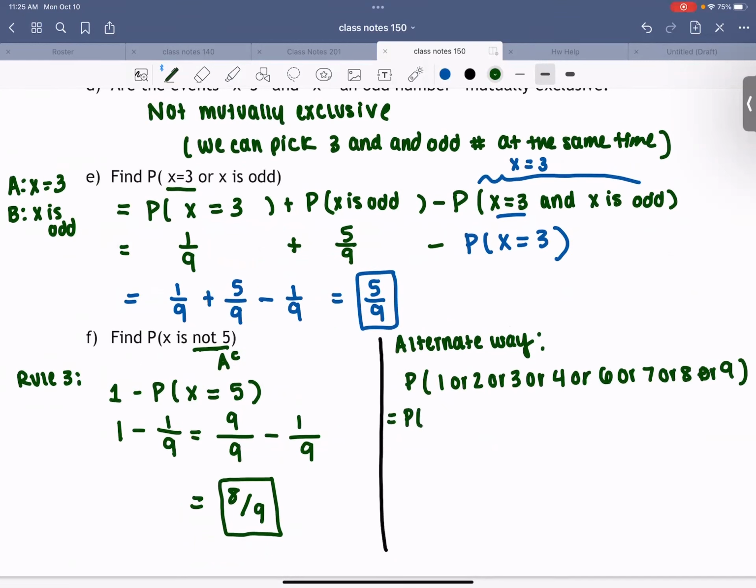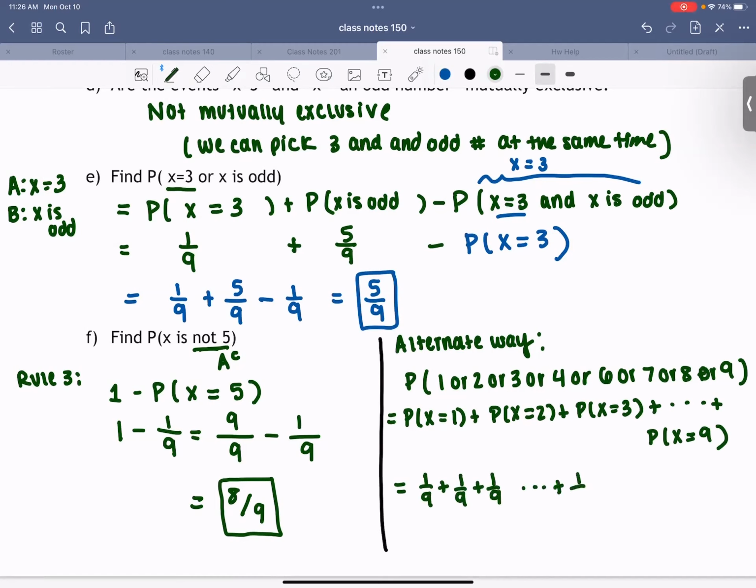Then we'd have to do the probability that x equals 1 plus the probability that x equals 2 plus the probability that x equals 3. And I'm not going to write this all down. I'm going to put these dots plus the probability that x equals 9. And, well, you'd be adding 1/9 to itself 8 times, right? And it would give you 8/9. Okay, so you can do this, but this takes a lot of work and a lot of writing. And I think it is easier to use the complement rule in this case than just using the first 2 digits. Any questions on part F?